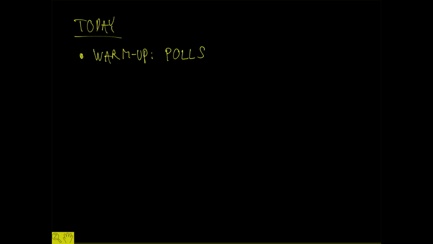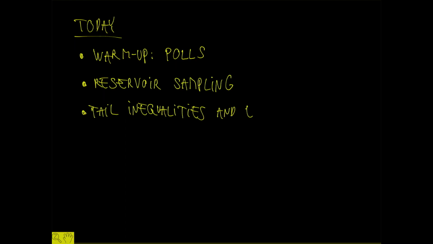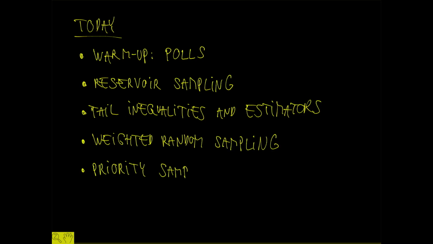We're going to start up with a familiar example, namely how to gather information via polls. Then we'll discuss how to do similar things using algorithms: reservoir sampling, we'll discuss tail inequalities, weighted random sampling, and finally priority sampling.